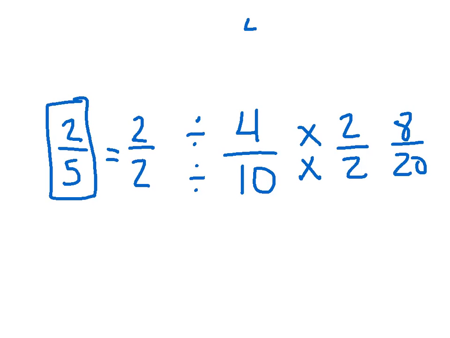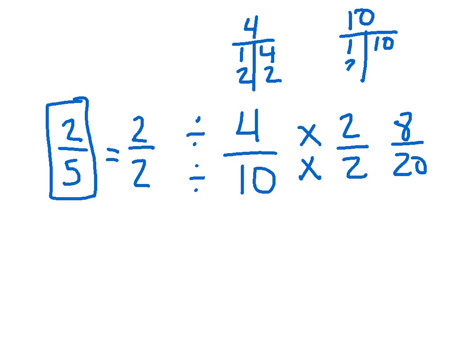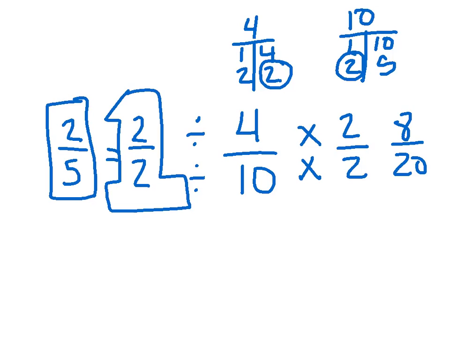Exactly. For instance, let's just show the model here for 4 and 10. We could do 1 times 4 and 2 times 2. We could do 1 times 10 and 2 times 5. These both had 2 that we could divide by, which is really how I figured out what to divide by here. I didn't just guess. I really found a common factor to divide by. So what you're looking for is a common factor.